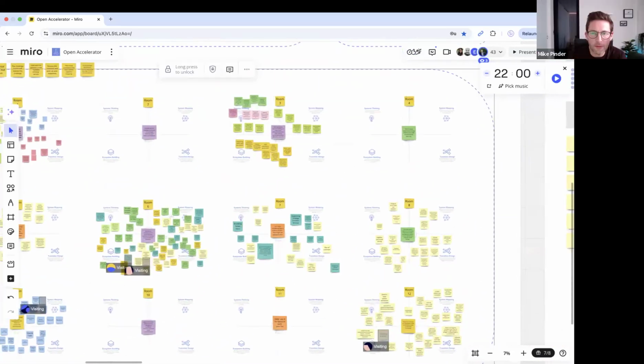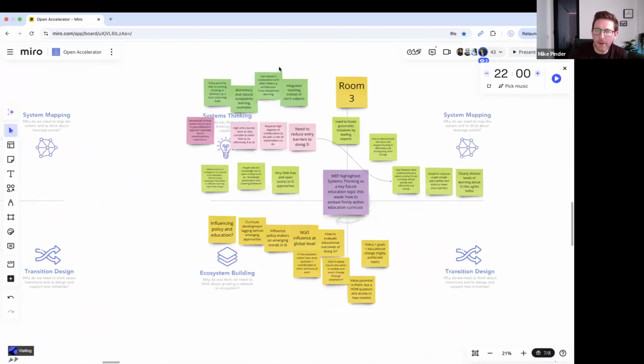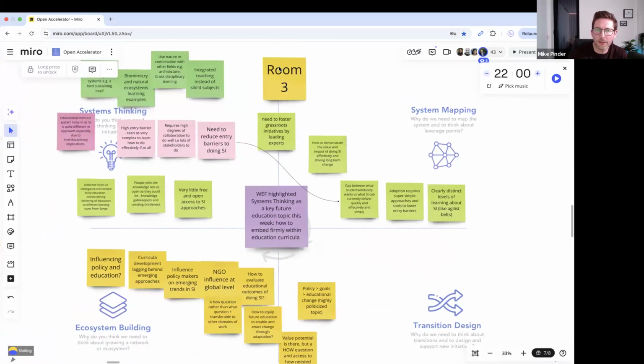Hi, Jos. Maybe I'll jump in because it links quite nicely to the one we were just talking about. This was around room 3, so how to embed systems thinking within education curricula. Some of the things that came up really quickly were that the entry point to start doing it seems quite high. So how do we reduce the barrier to entry, so that the different levels of systems thinking for those that are just starting out can be quite a daunting thing to take on. So things like embedding mimicry of natural systems early on in the education process could be a nice way forward there.